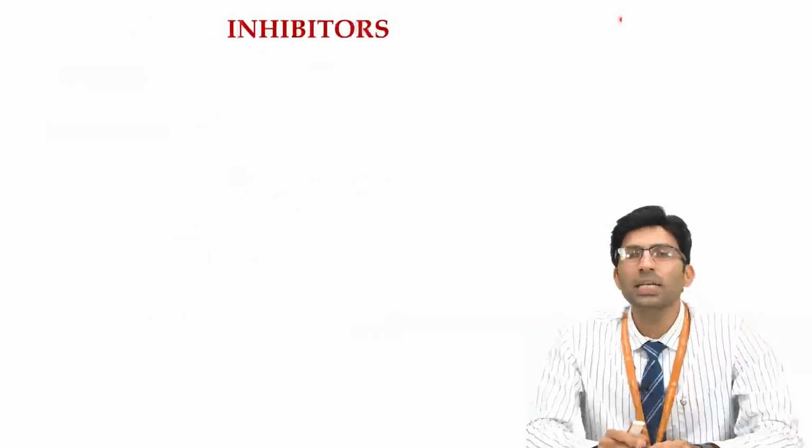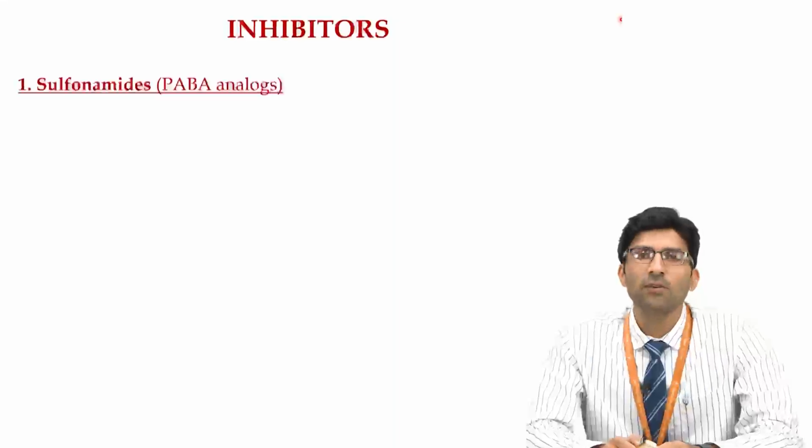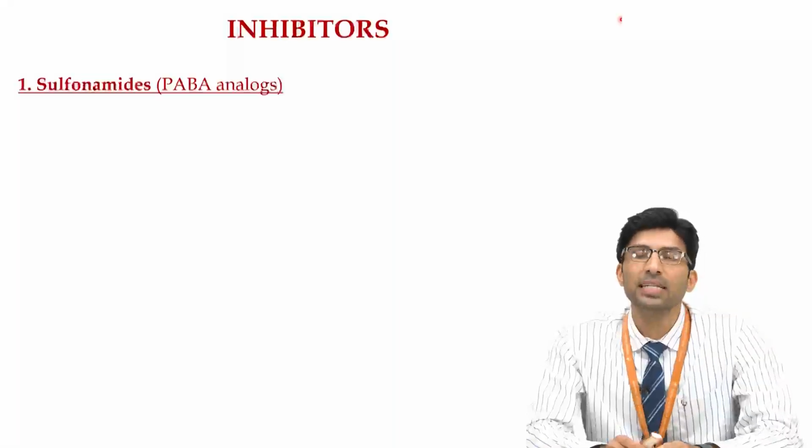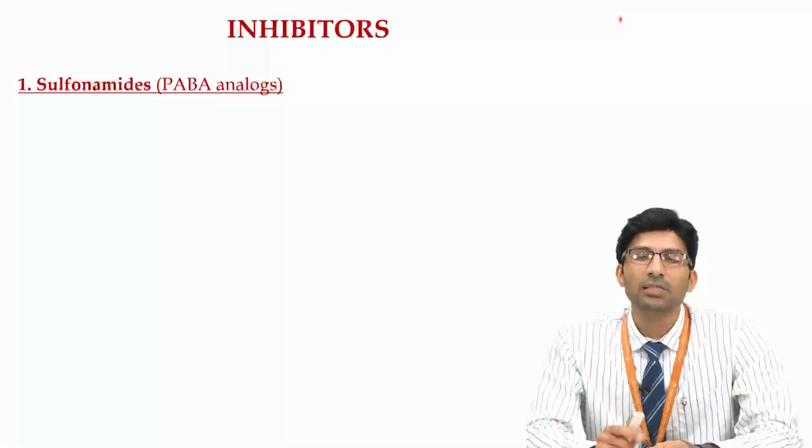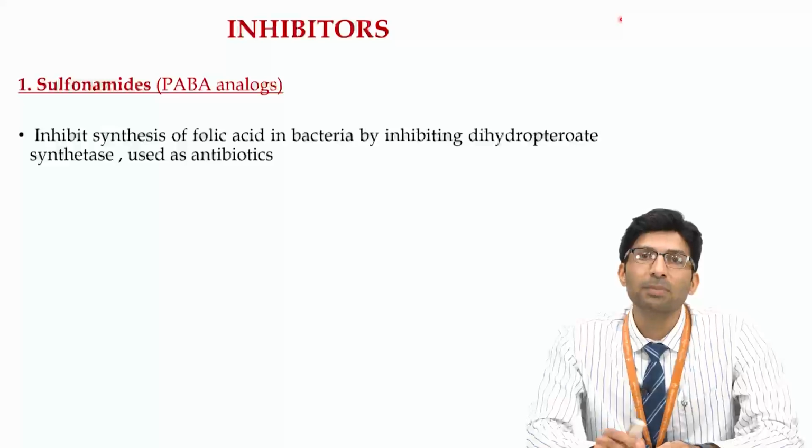Now let us see some inhibitors of folic acid. Now first of this is sulfonamide. In an earlier slide we had seen the pteridine, PABA and glutamate, which together form folic acid. But sulfonamide acts as a PABA analog. And what does it do? It inhibits the synthesis of folic acid in bacteria.